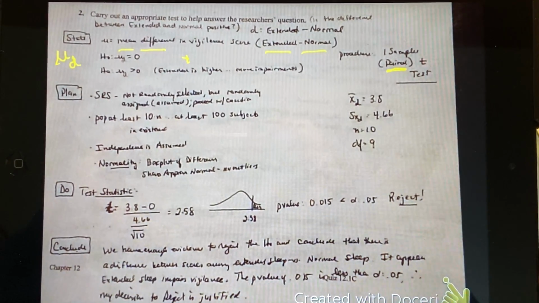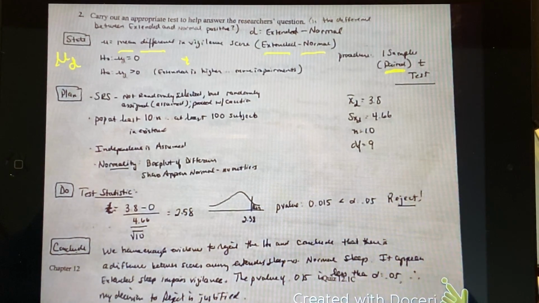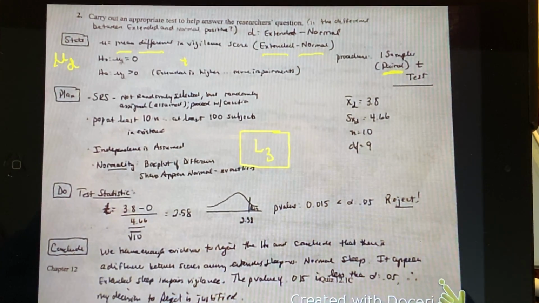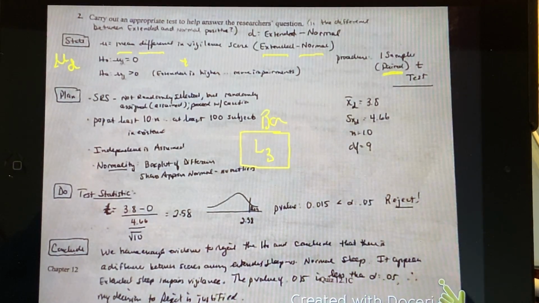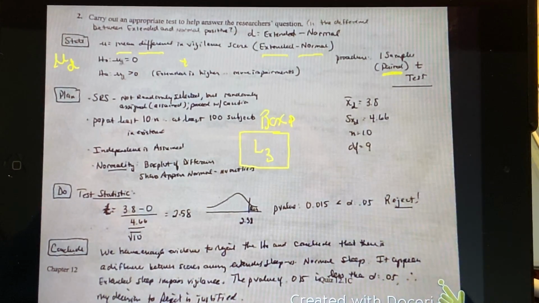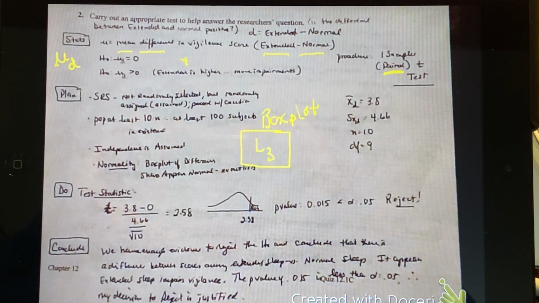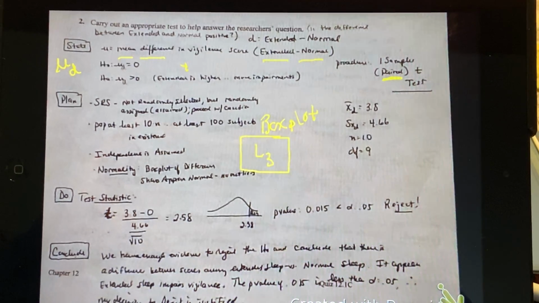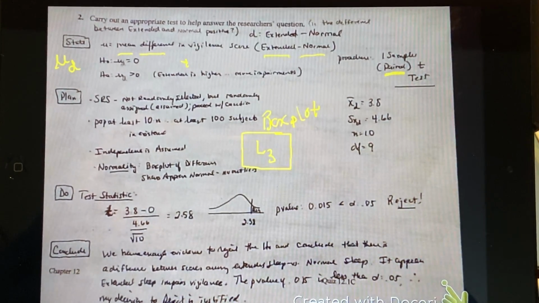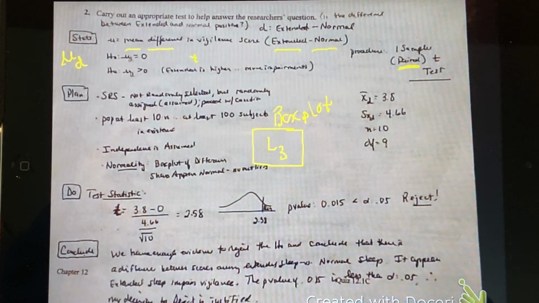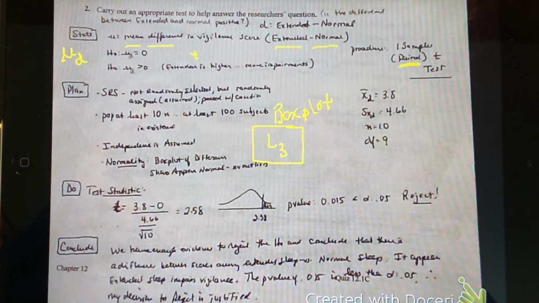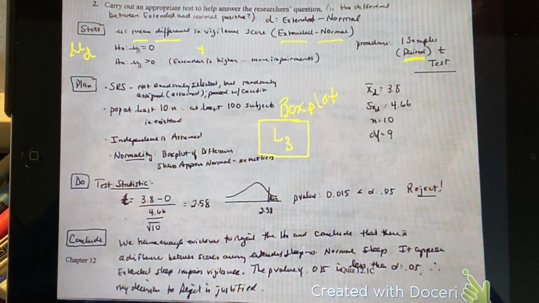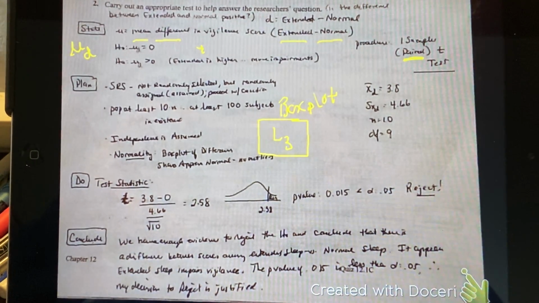And then normality, this is where we're using a box plot. So where's the data? It's list 3. So do a box plot on list 3. That way you can tell the shape. Now, as long as you don't have extreme outliers, you can have a little bit of skew. Tell the reader what you see, okay? And so mine says box plot of differences shows approximately normal, no outliers, proceed.